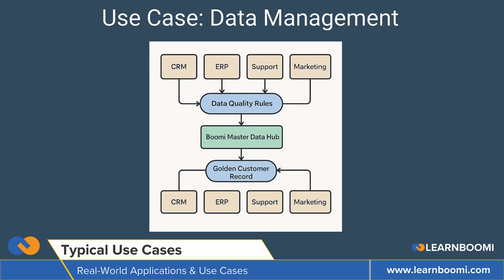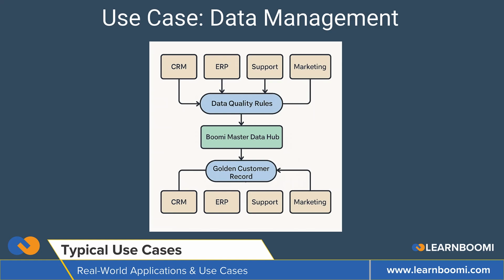And why do companies need Boomi? The data is scattered in multiple applications, there is no single source of truth, and duplicate and inconsistent records cause operational issues. How does Boomi solve this challenge? Boomi uses Master Data Hub, which provides a central golden record.